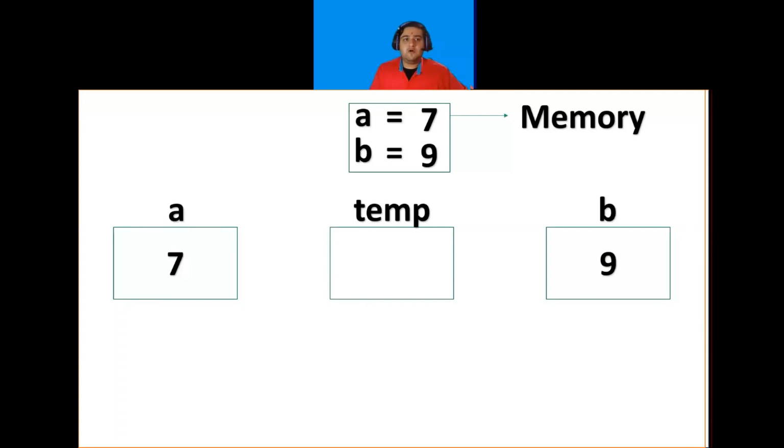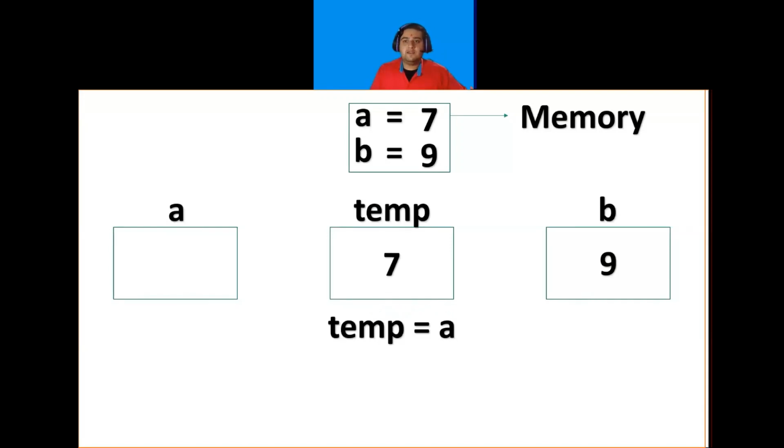Now this A block will give its value to temp, to this new block. So this 7 will be shifted to the new block temp. So what is happening here? A is assigning its value to temp.